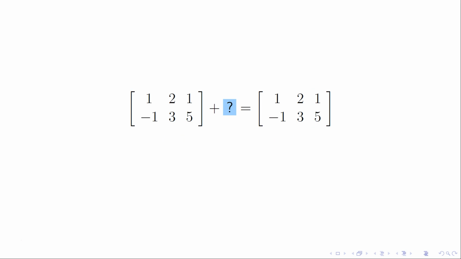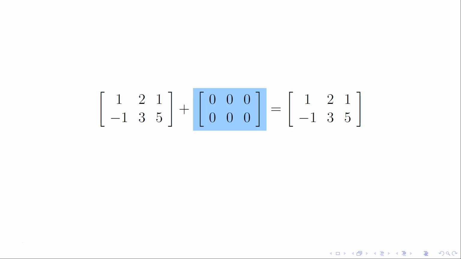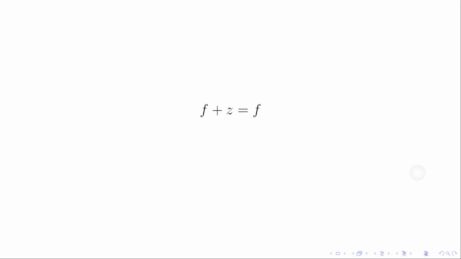So let me ask you, what would the 0 vector, the 0 element, be in the set of matrices? So is there something that you could put there in that question mark spot that if you add it to this matrix, you'll get that same matrix back? Well, the answer, of course, is you just use the matrix full of zeros, and that works just fine. That works just like the 0 vector I had on the previous slide.